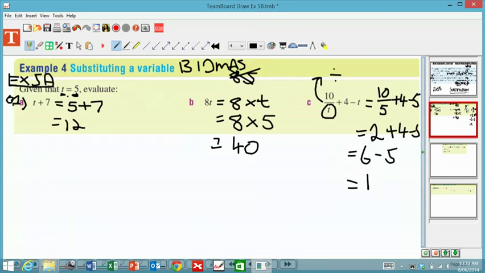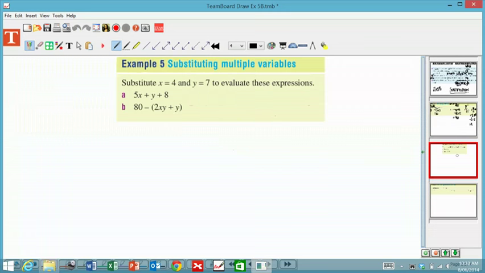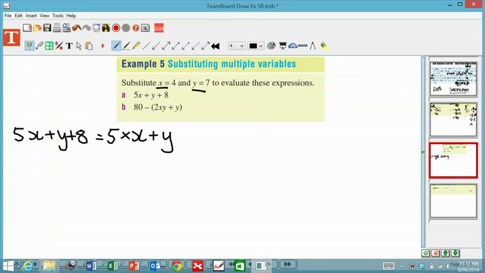So in this example we only had one value to substitute in. Here we've got 2, we've got an x and we've got a y. So our first one, 5x plus y plus 8 equals, and this is what you need to do first. We're going to actually put that times in first, 5 times x plus y plus 8. Now we can substitute in. Wherever I see x, I'm going to put a 4. Wherever I see a y, I'm going to put a 7.